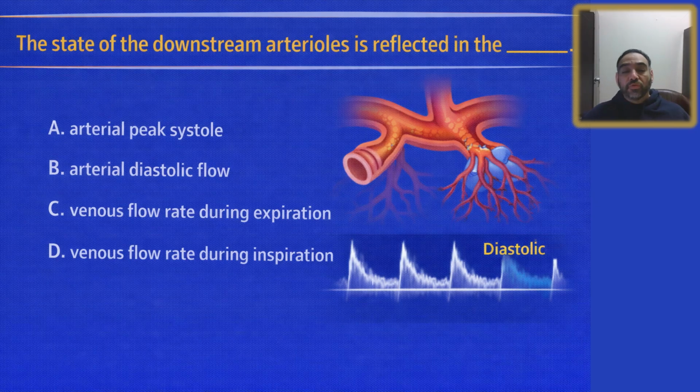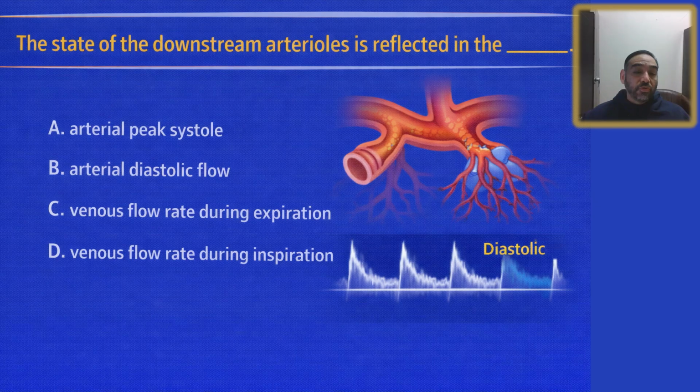Now let's look at the other answers and why they are not the most correct answer or completely incorrect. The first one was arterial peak systole, right? Peak systolic velocity, PSV. This mainly reflects cardiac output, the strength of the ventricular contraction of the heart, or proximal stenosis. And so systole is driven by the heart's force, not downstream resistance. Arterioles influence diastole more than they do systole. So this answer focuses on the wrong phase of the cardiac cycle.